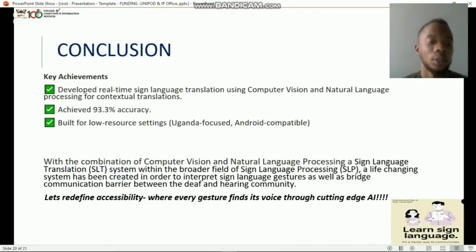Then in conclusion, what were our key achievements? Real-time sign language translation, basically using computer vision, a CNN model in this case. This CNN model has an accuracy that ranges from about 87% to 93%. And also, it was built for a low resource setting for the Ugandan context.